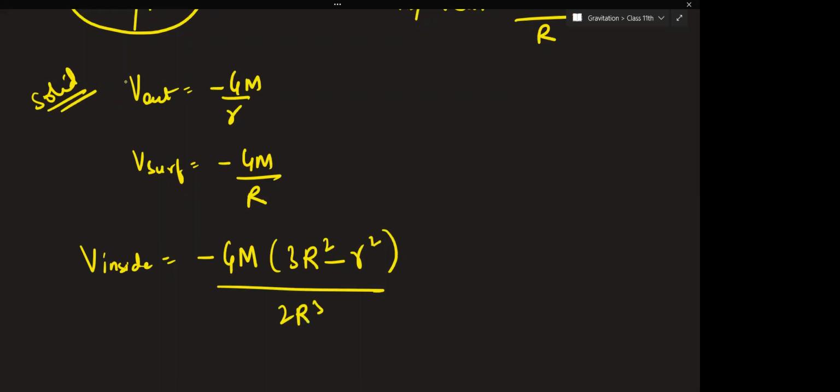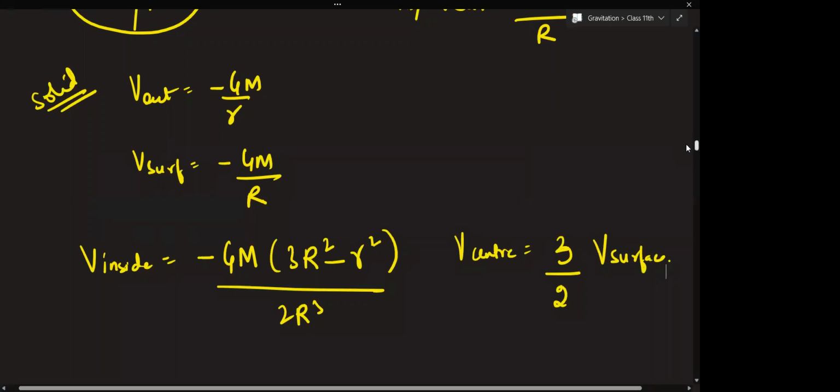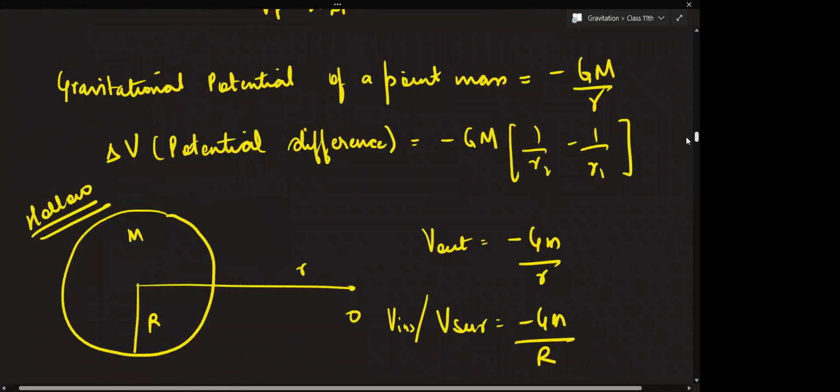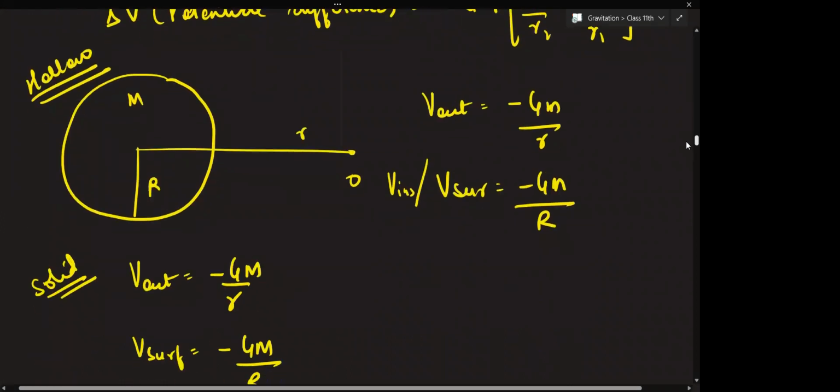Usually the questions are not asked on the inside part, but by chance if it is asked, remember one more relation: at the center, the potential is 3 by 2 of the potential at the surface. These are some data for spheres that you should remember. By chance if it is asked in your exam, this should not be a problem for you.